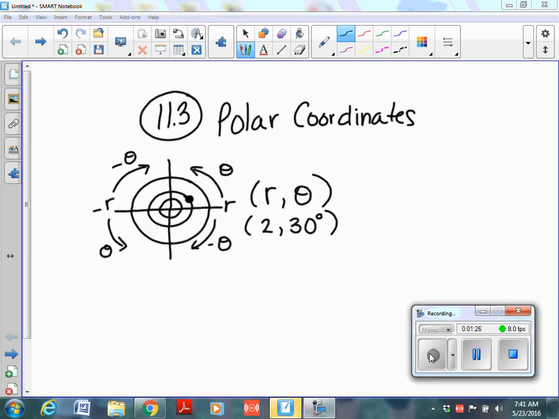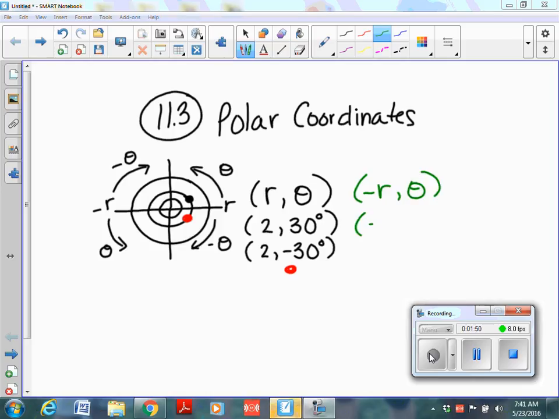So, for example, I just showed you how to graph 2, 30. I'm going to show you how to graph 2, negative 30, which will be the red dot. So I go out 2 circles, but instead of going up, I'm going to go down a negative 30, which is about right there. Now I'm going to show you how to graph a negative r and a positive theta.